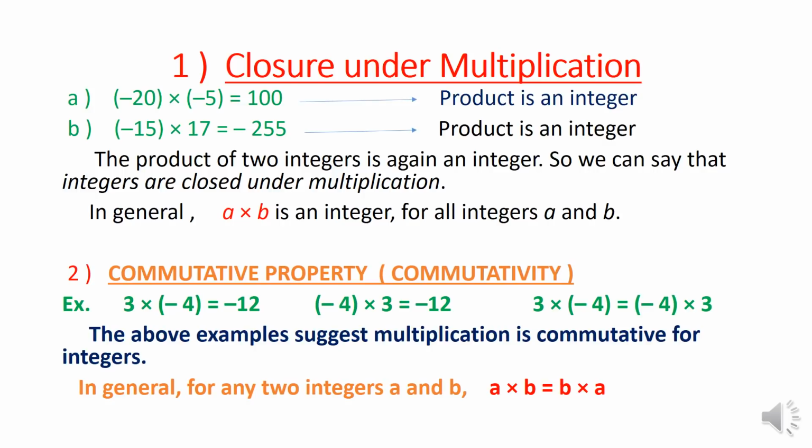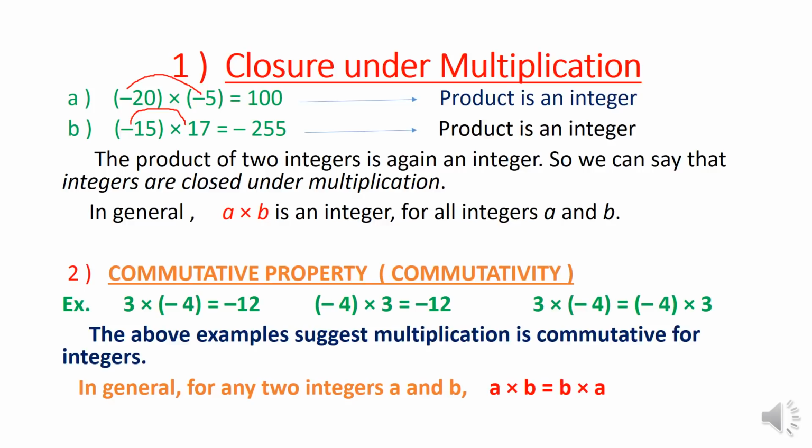Now let us start the first property, that is the closure property. Let us consider the first example, minus 20 multiplied by minus 5. Minus minus is plus, so you will get the answer plus 100. The next example is minus 15 multiplied by plus 17. Minus multiplied by plus will give you the answer in minus.